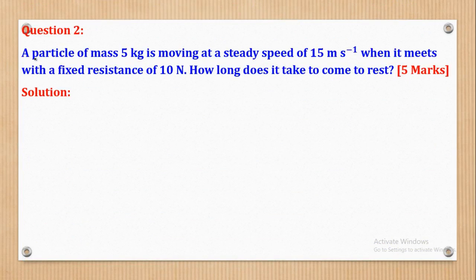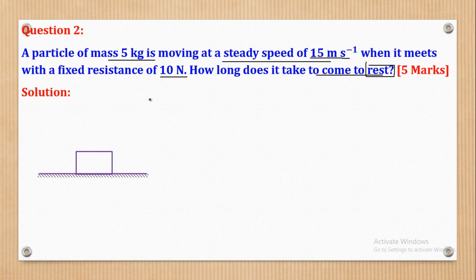Now we shall go to question 2. Question 2 says: a particle of mass 5 kilograms is moving at a steady speed of 15 meters per second. Steady meaning it is constant. When it meets a fixed resistance of 10 newtons, how long does it take to come to rest? In other words, the final velocity will be 0.